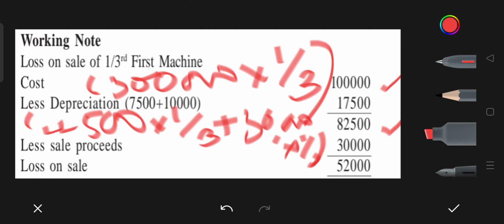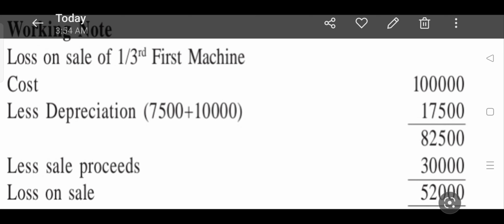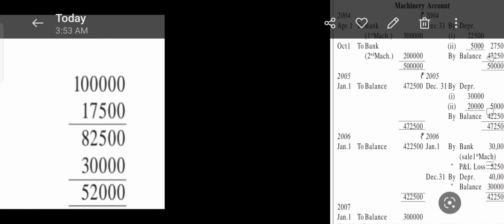Here the machinery was sold for rupees 30,000. That means the value of your machinery is 82,500 and you are selling it for 30,000. That means you are bearing a loss here on the sale of one third of the machinery. This loss is posted here. Here you are bearing a loss of 52,000.